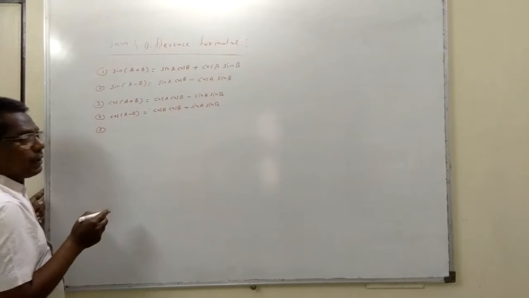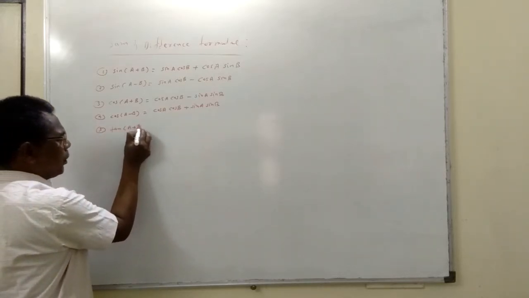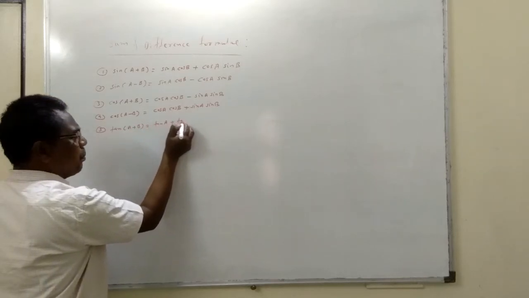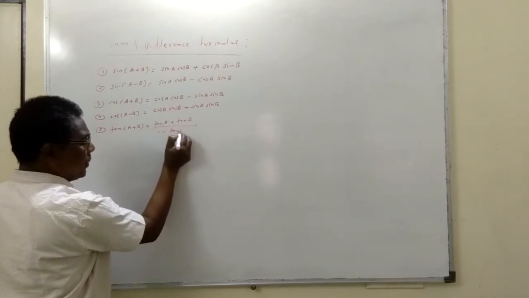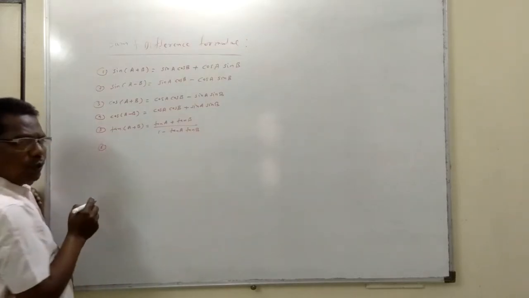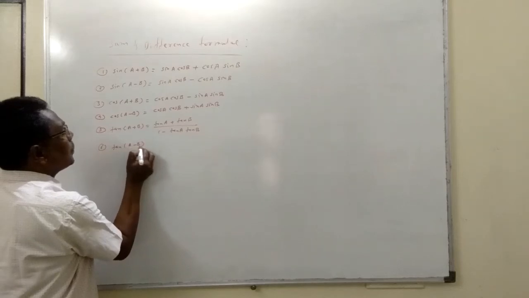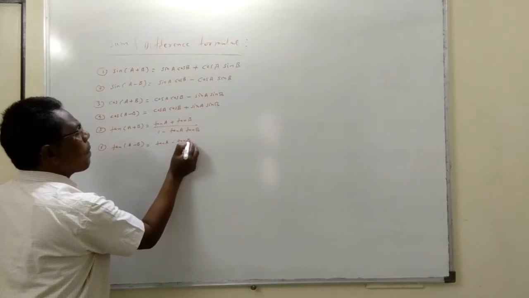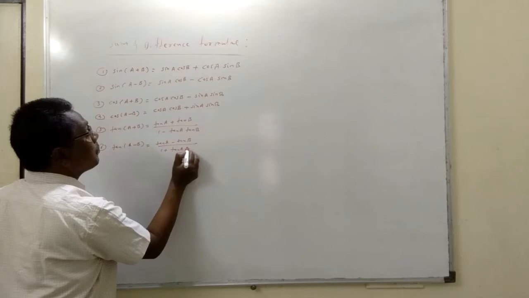Fifth formula we get for expansion of tan(a+b). So tan(a+b) equal to (tan a plus tan b) divided by (1 minus tan a tan b). Sixth formula we get tan(a−b) equal to (tan a minus tan b) divided by (1 plus tan a tan b).